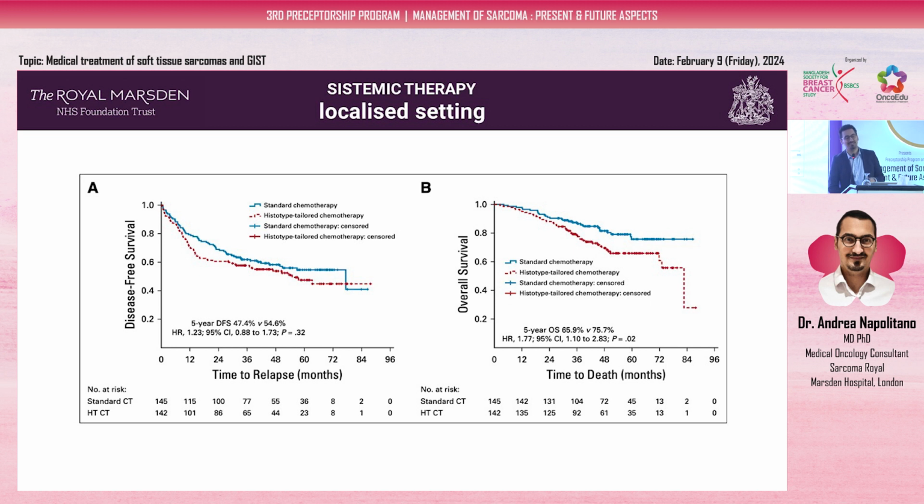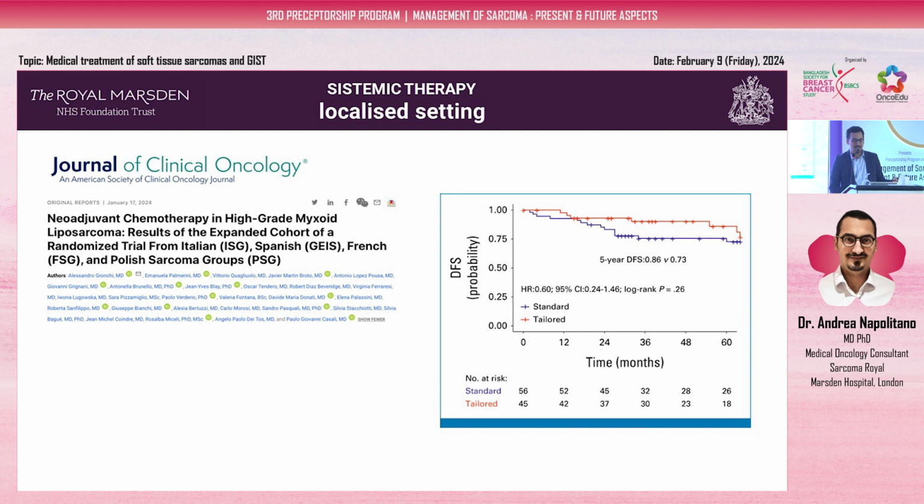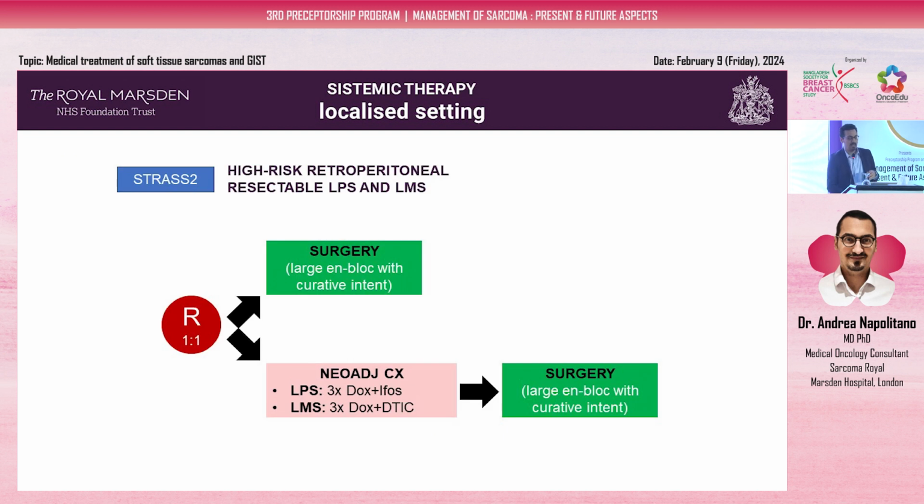This was a post-hoc interpretation of the study because the design was to show superiority of the histotype over the anthracycline. The only histology where the histotype-tailored chemotherapy was shown to be non-inferior to the doxorubicin is in myxoid liposarcoma, where trabectedin has the same efficacy of anthracycline-based chemotherapy. This has been published in January, so a few weeks ago. It may change our practice, we'll see. And everything that I just mentioned is for the limbs and trunk wall sarcomas.